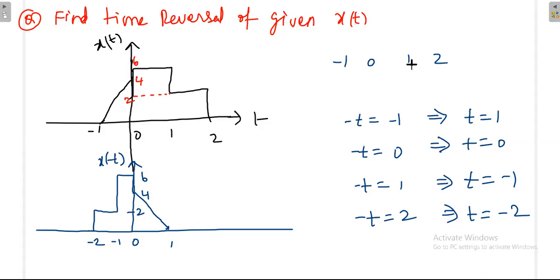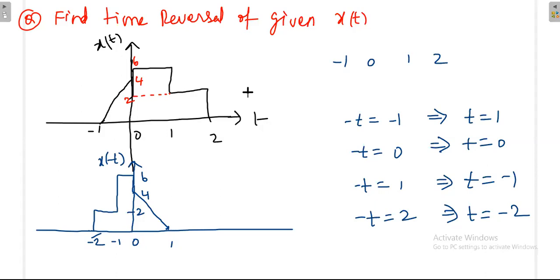And in the old diagram, at 1, your signal is going from 6 to 2. Similarly, in the new diagram, exactly at -1 your signal has to go from 6 to 2. And in the old diagram at t is equal to 2, your signal is going from 2 to 0. Now exactly at t is equal to -2, your signal has to go from 2 to 0. So this is the time reversal.